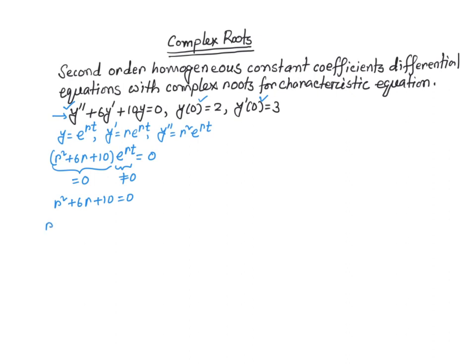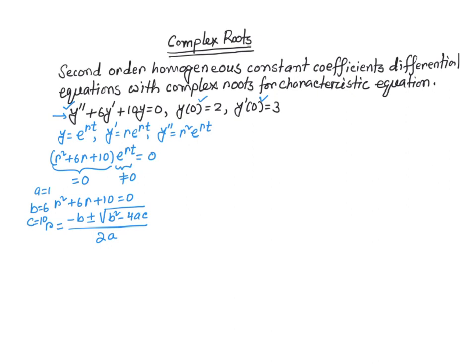And we can solve for r using the quadratic formula, which is r is equal to negative b plus or minus square root of b square minus 4a times c, all of it divided by 2a. Here a is the coefficient of r square, which is 1, right? b is the coefficient of r, which is 6. And c is the constant term, which is 10.